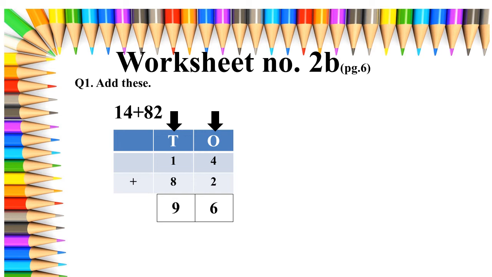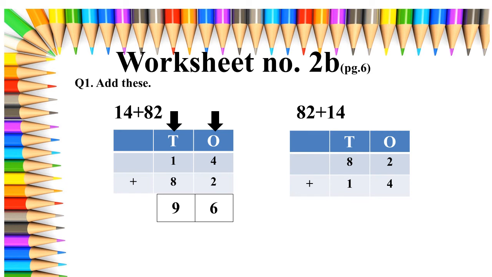As you know, we are doing commutative addition. So in the next part of the same question, we will change the position of the numbers. And if we do so, then the new sum is like 82 plus 14. Now again we will start our sum from ones column. So in ones column we have 2 ones plus 4 ones.